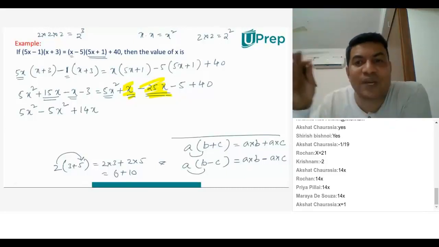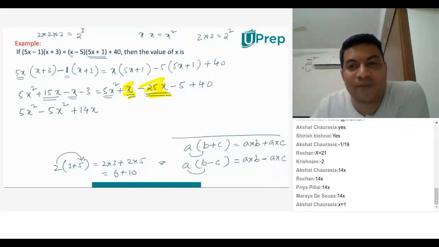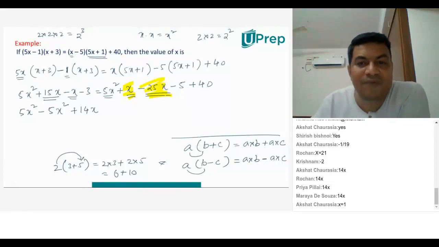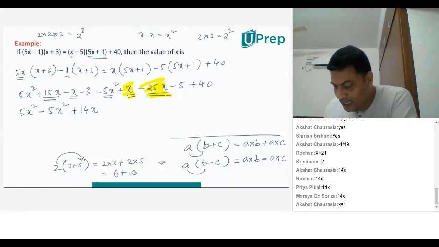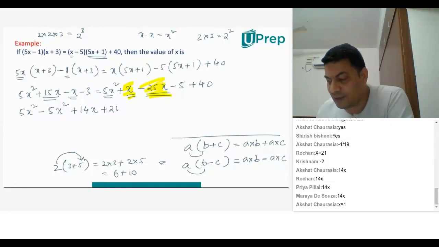1 apple minus 25 apples. X minus 25x, 1 apple minus 25 apples will be minus 24 apples. So you have minus 24x. If it comes on your left hand side, it will become plus 24x. So I'm writing here on this side itself, plus 24x.